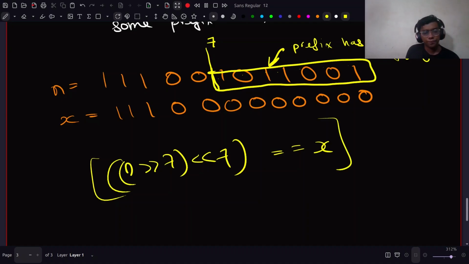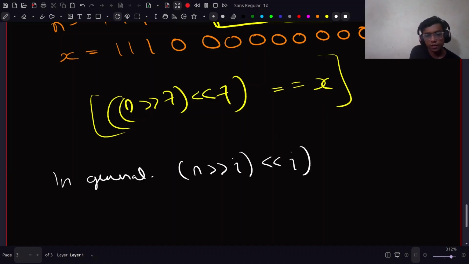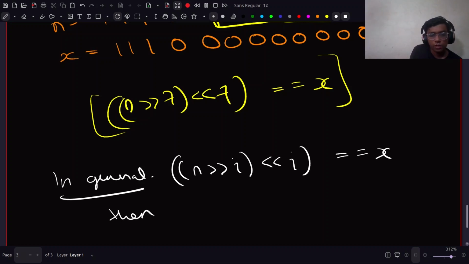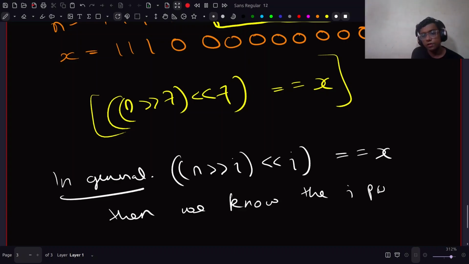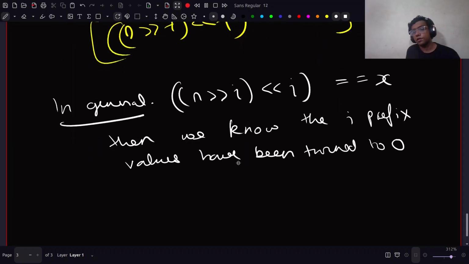So in general, we can write n right shifted by i, left shifted by i again. If this is equal to x, then we know that the i prefix values have been turned to zero, and we need to find the smallest such m which does this.